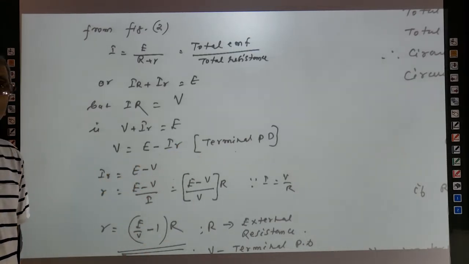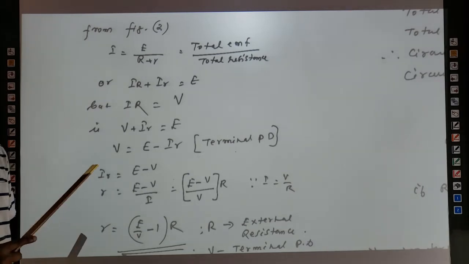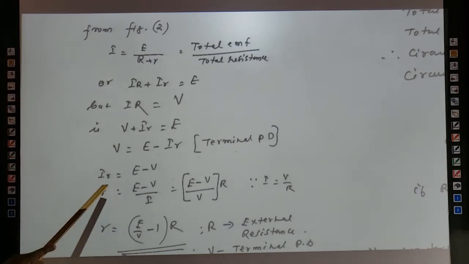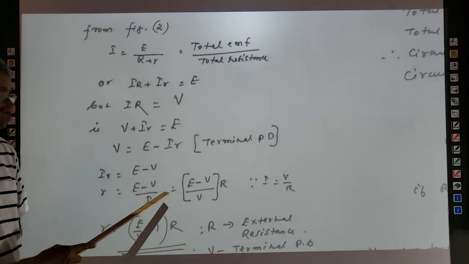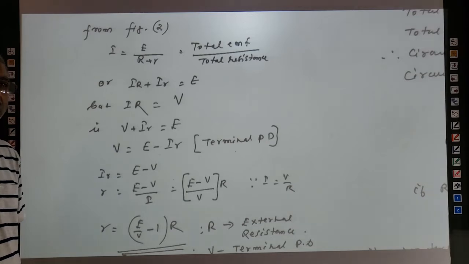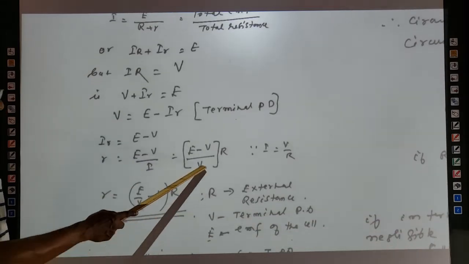In this case you have to remember one thing: when a cell is used, its EMF always remains constant. But terminal PD varies with the change in the value of internal resistance. So Ir is equal to E minus V, or small r is equal to E minus V divided by I, right? But by Ohm's law we know that I is equal to V by R. When current flows through a conductor of resistance R, then current I is equal to V by R. So in place of I, we put V by R.